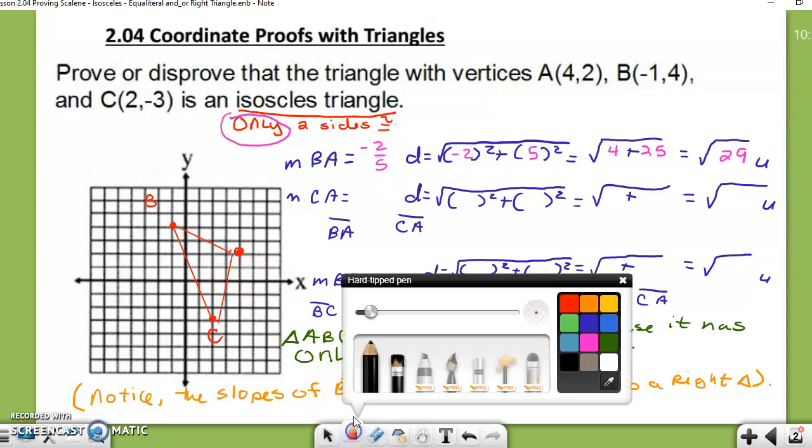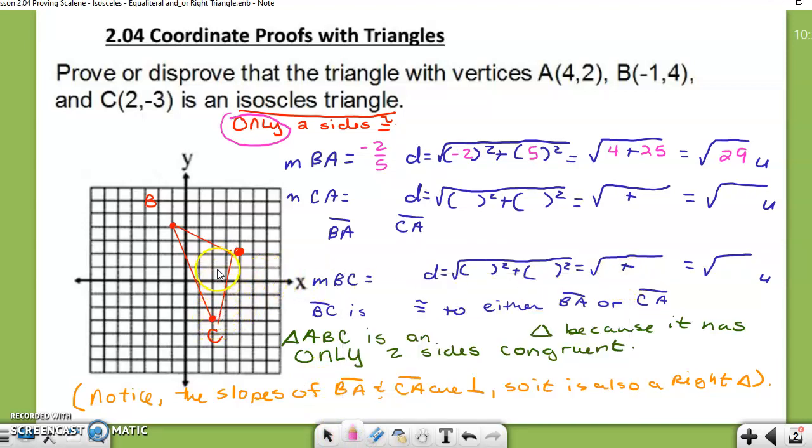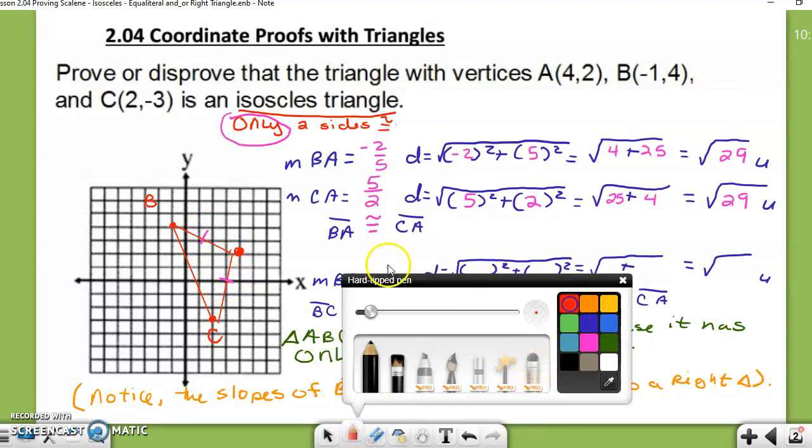Okay, so let's get back to that slope for CA. Now I'm going to rise 5 and run 2. The slope for BA is correct, 2 and 5. I'm going to put these slope numbers into my distance formula. And I find out that it is also root 29 units. So I know BA is congruent to CA. So BA and CA are congruent. I've given them some matching notation.